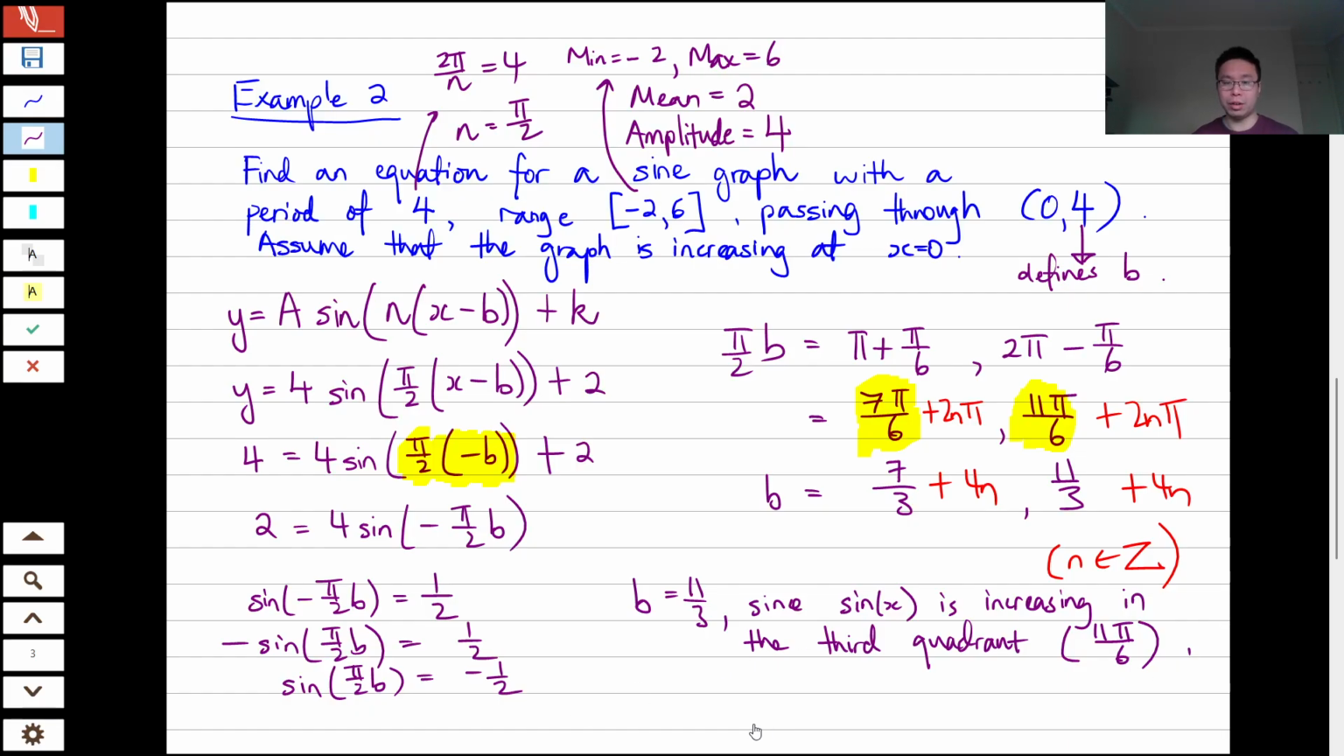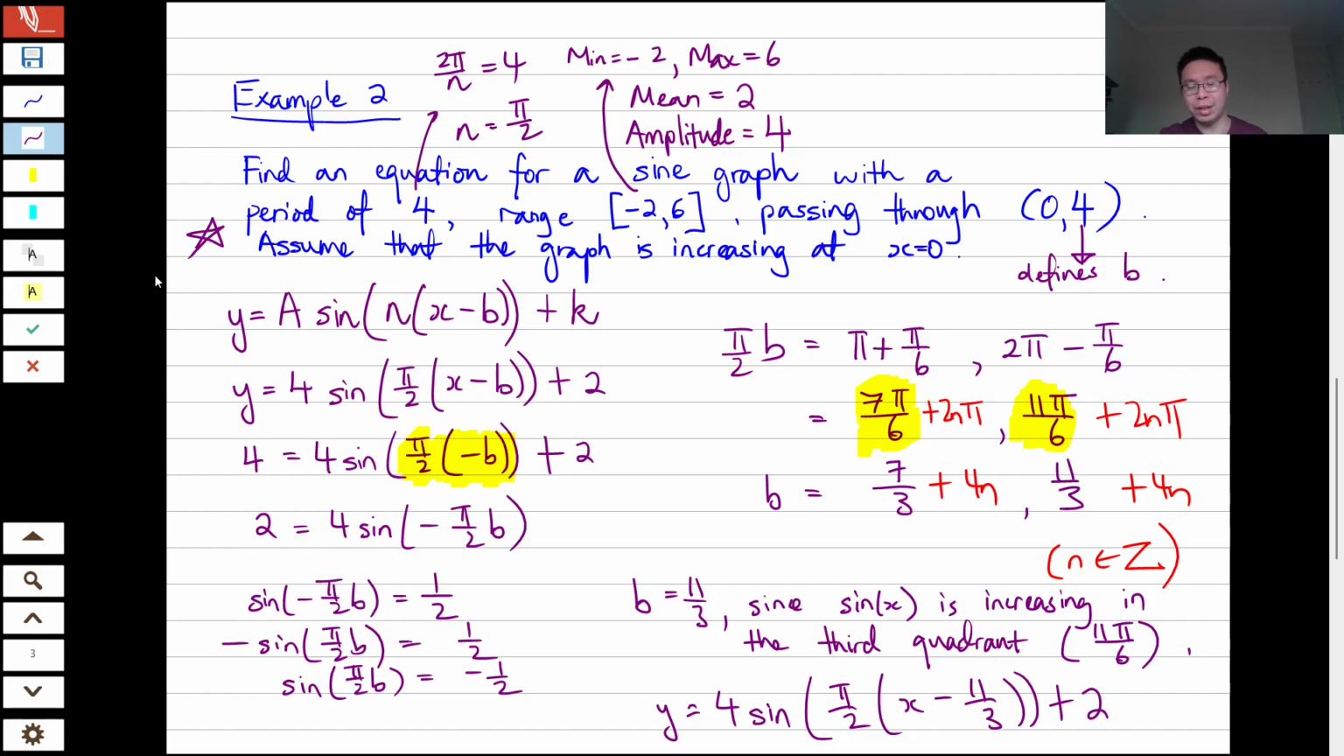And therefore, our solution to this graph is going to be y equals 4 times sine of π on 2 bracket x minus 11 on 3 close bracket plus 2. Now, that was a hard question. What made this question hard was this last line here. Assume that the graph is increasing at x equals 0.